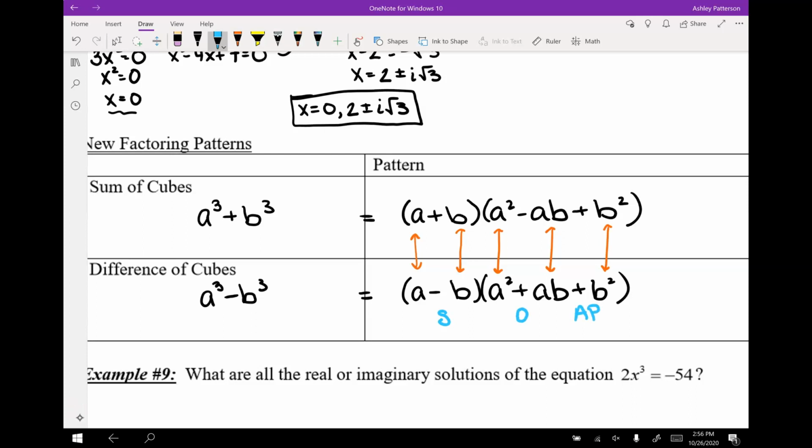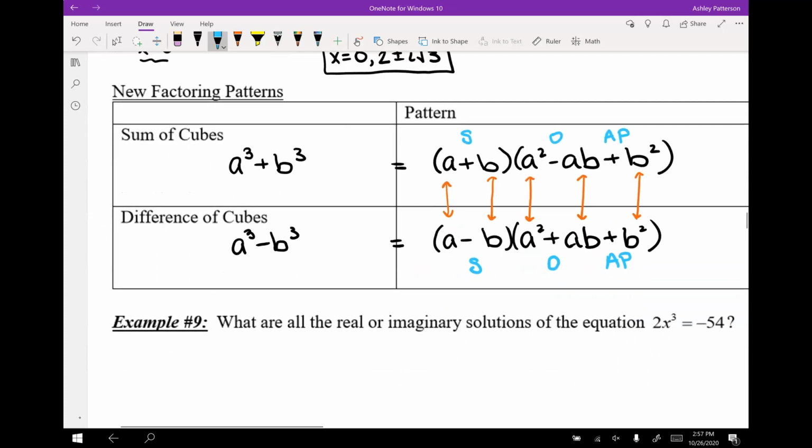SOAP. Same sign. Opposite sign. Always positive. Same sign, opposite sign, always positive. So if you can remember those two simple things, boom, you've got this pattern down. This is the sum and difference of cubes new factoring pattern.